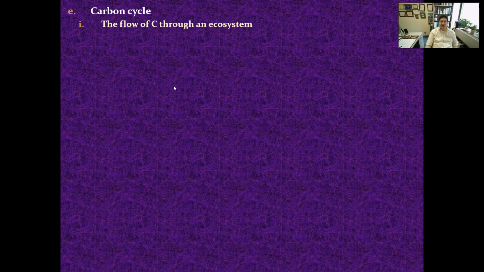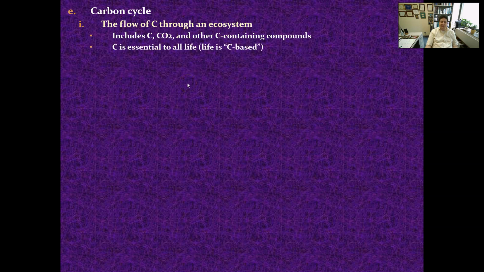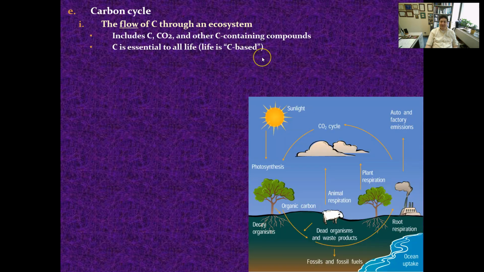The carbon cycle is a way of looking at the flow of carbon through an ecosystem. How does carbon get into a system? How does it move through that system? And how does it exit the system? So the carbon cycle would include plain old carbon, carbon dioxide, and other carbon-containing compounds. Remember, carbon is the structural basis of all life. We can say life is carbon-based, so it's essential.